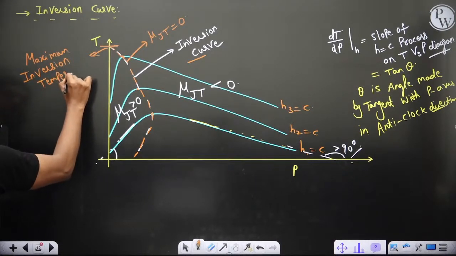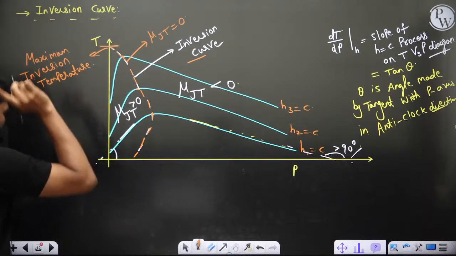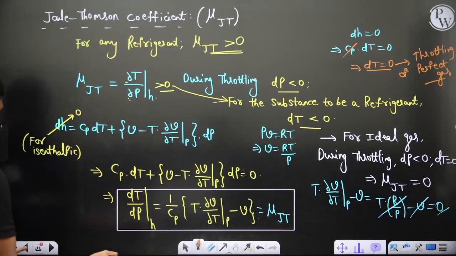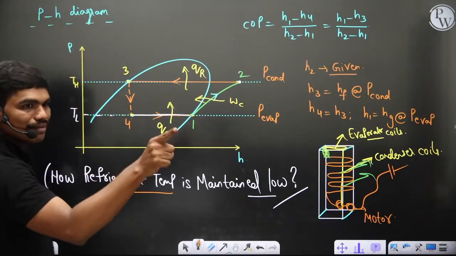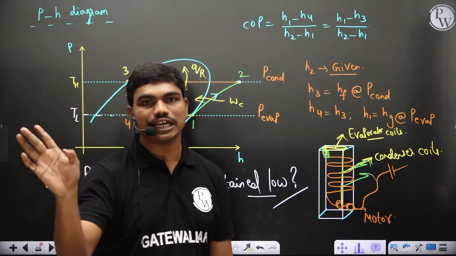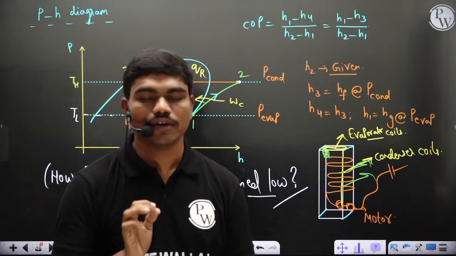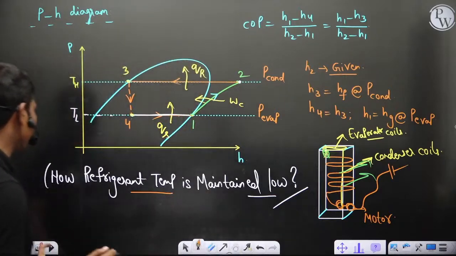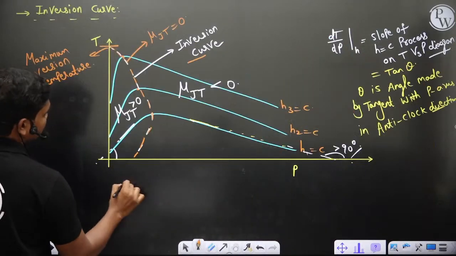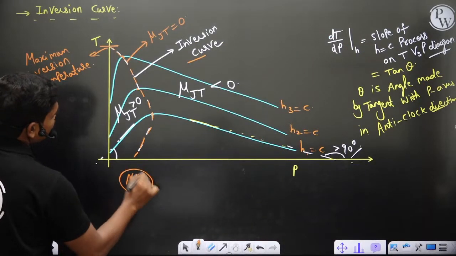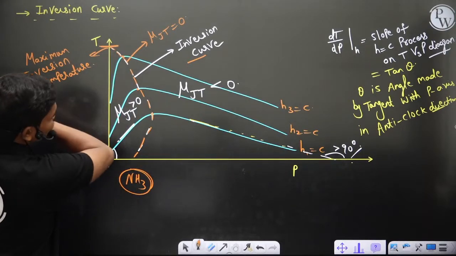So this is called maximum inversion temperature, and if your TH is more than the maximum temperature, you cannot use that diagram. You cannot use that refrigerant in your cycle. Let's say for example, if I take ammonia as a refrigerant, and for ammonia there is some Tmax. So this is the inversion temperature.